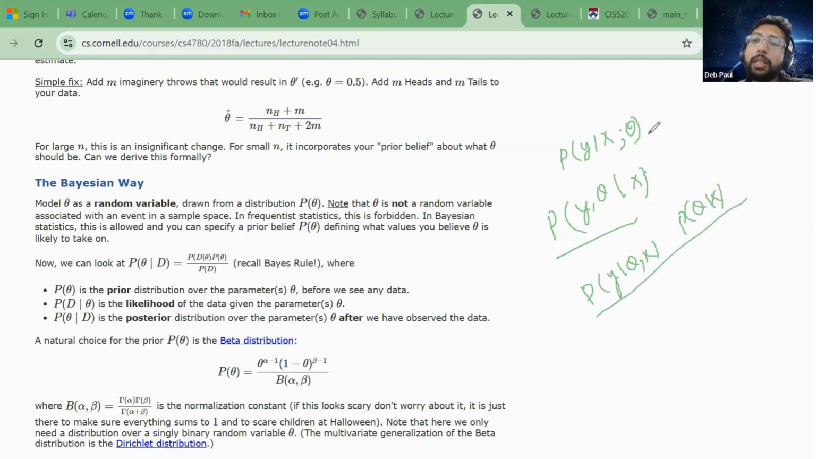The difference between these two is that this directly models p of y given x, but in this case we're not modeling that. We're modeling a joint distribution of theta and x. To get here, I need to go over all theta, and then I will get p of y given x. So p of y given x is nothing but integrating over all the thetas to get there. And that is what the Bayesian approach is, right?